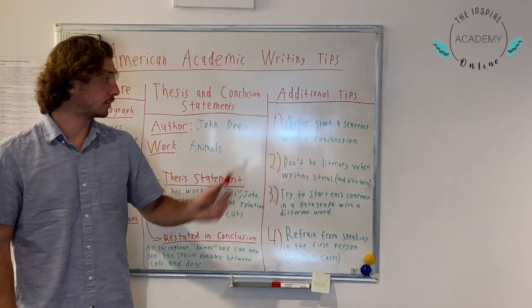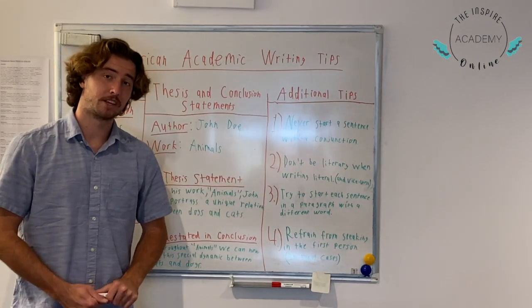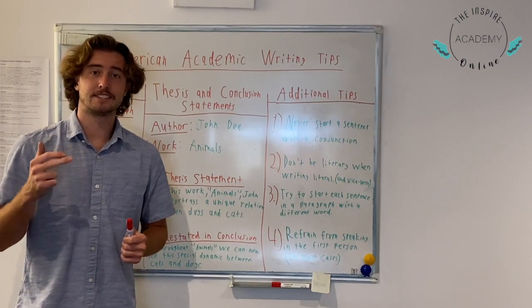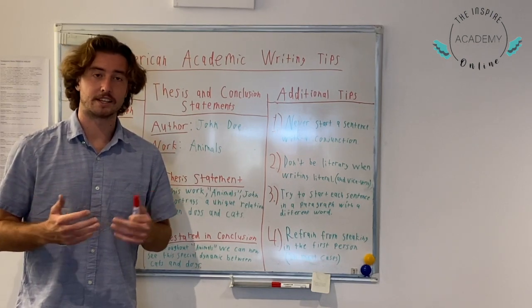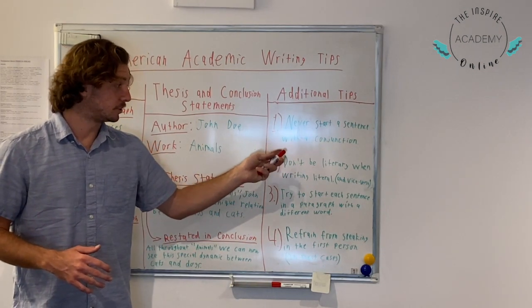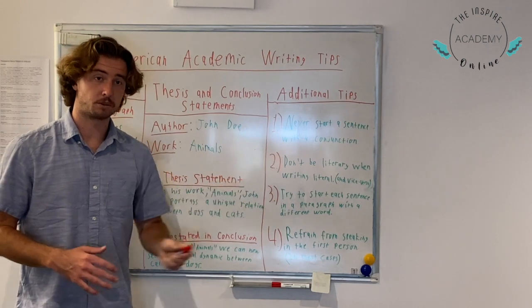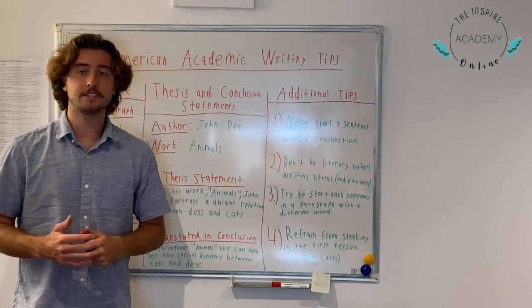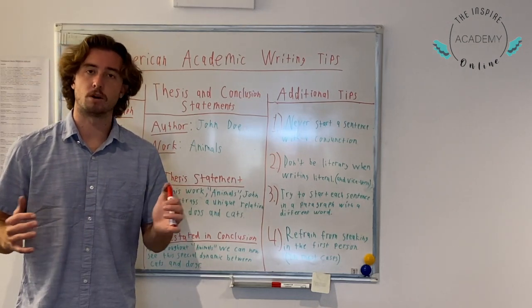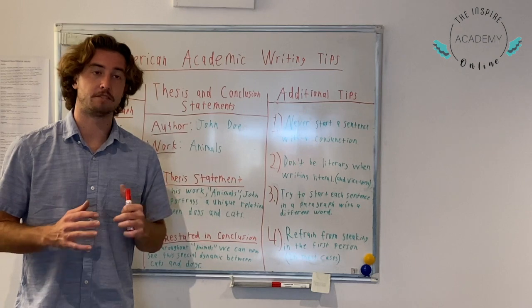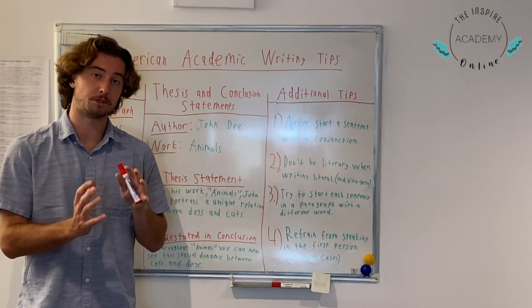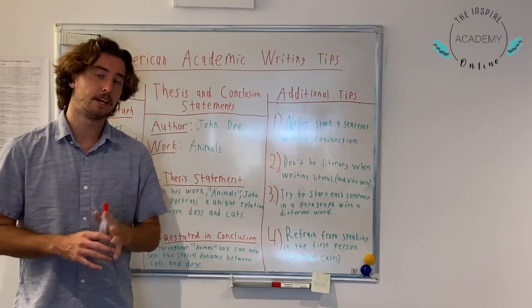First one, never start a sentence with a conjunction. Conjunctions are anything like and, but, yet, and all those things. So you should never start a sentence with a conjunction. Don't start your sentence by saying, "And cats and dogs will always fight." Say, "Cats and dogs will always fight." Don't say and. If you feel the need to say and, try to find a way to combine that sentence with the sentence previously.